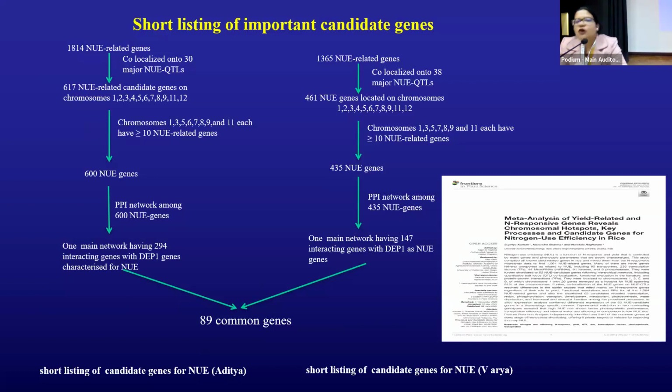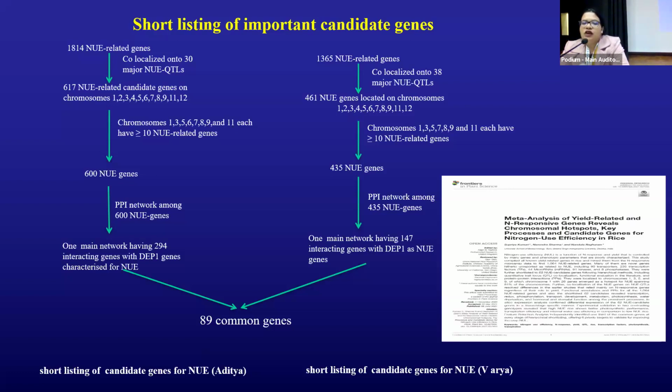Okay, sure. So after co-localizing the DEGs to the QTLs, we found that chromosomes 1, 3, 5, and 9 have most of the DEGs. Earlier, we also found that these chromosomes have most of the NUE genes. So these are hotspots for NUE genes.